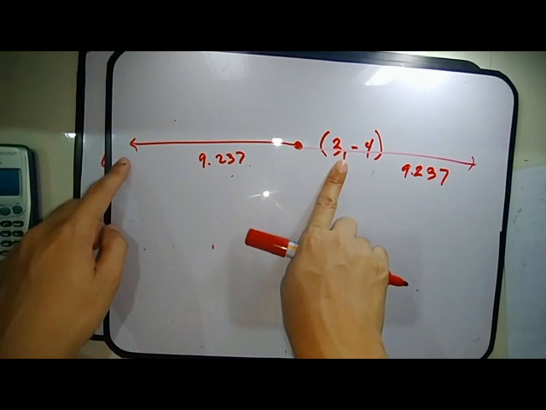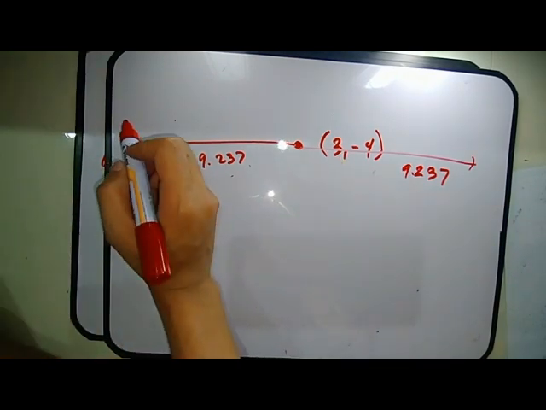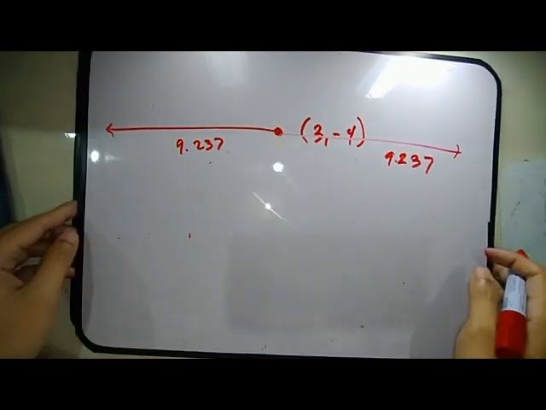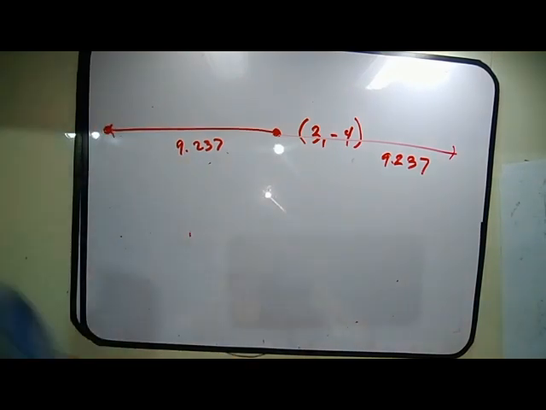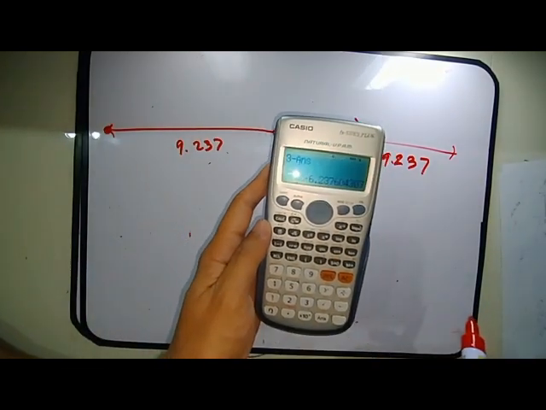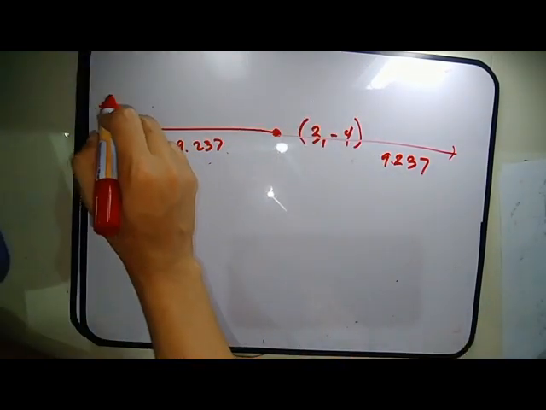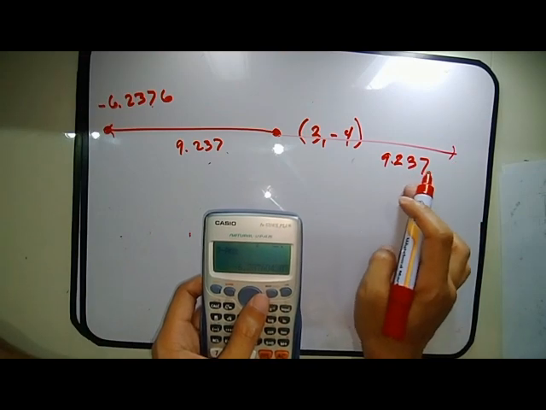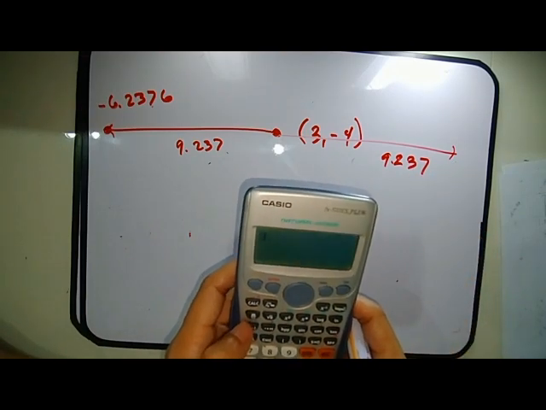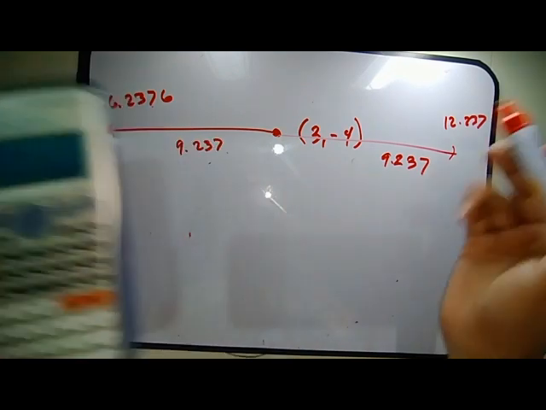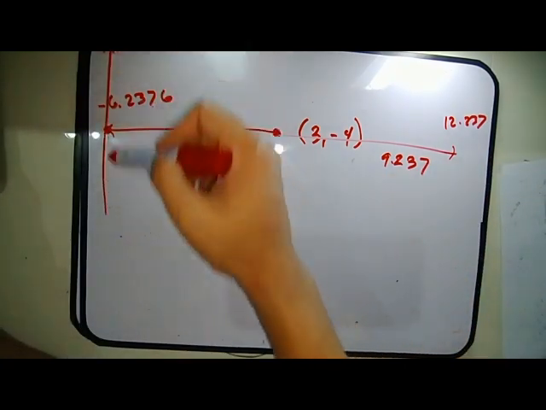Now, 3 minus 9.237 gives the coordinates of this point. So 3 minus 9.237 is -6.2376. Then we add: 3 plus 9.237 is 12.237. So meaning, the directrix is here.